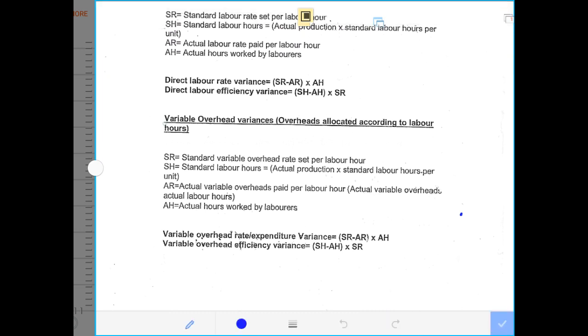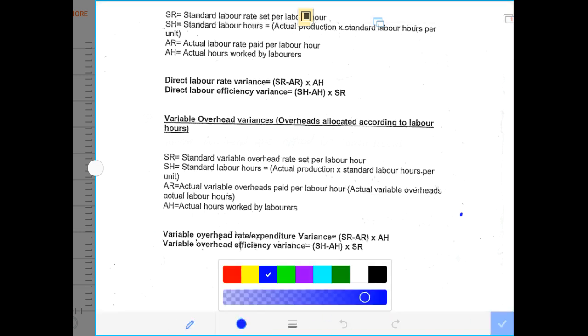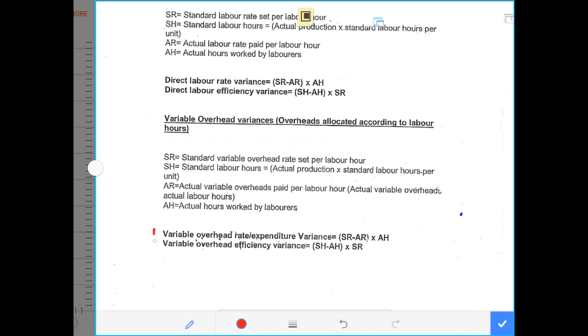The next variance is the variable overhead variance. For that variable overhead variance, we need to bring into our attention again some concepts, and some of them were already taken into account when we did the direct labor variance. There are also two variances here: the first variance is the rate variance, and the second variance is the efficiency variance, which is 1 and 2 variances only.